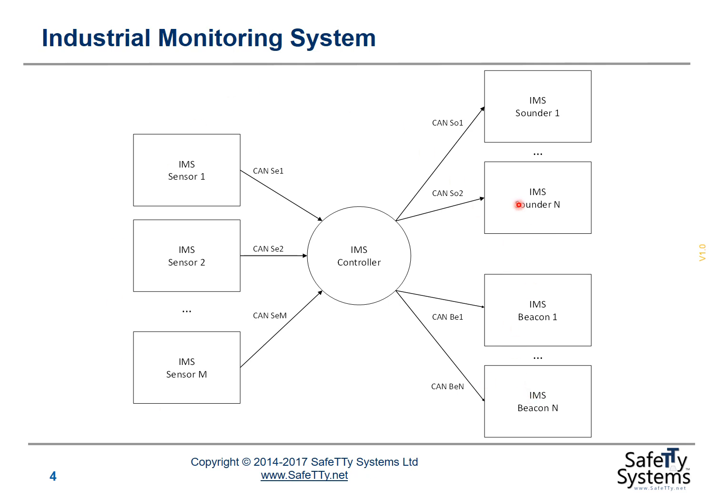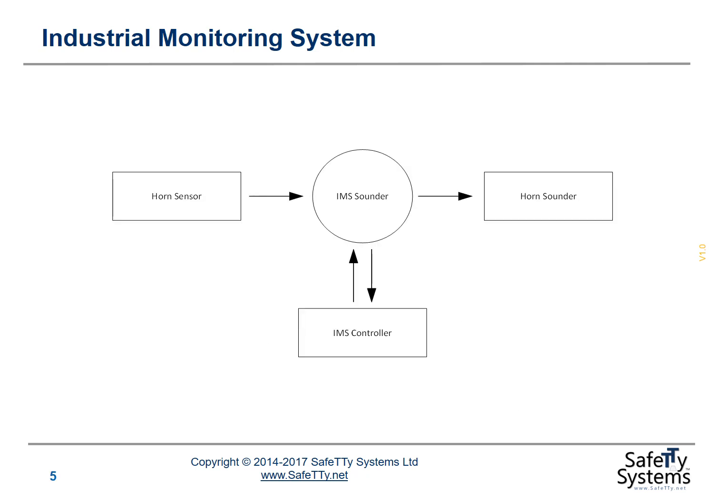There's lots of CAN buses involved. The IMS controller is responsible for receiving information from the sensors and receiving status information from the sounder units and from the beacon units, and it makes all the decisions based on the information that it receives. As we've noted, we're not concerned with the whole system here. We're only concerned with the sounder unit.